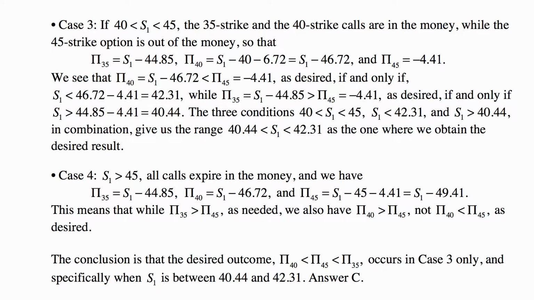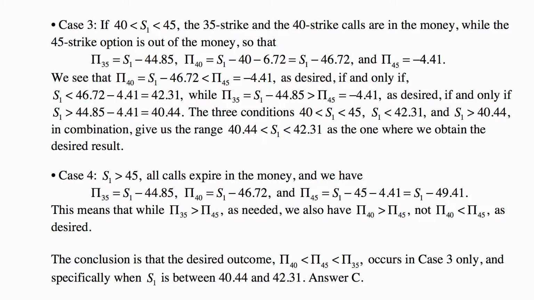Now case 4 is when S1 is more than 45. All calls expire in the money, and we have pi 35 is S1 minus 44.85, pi 40 is S1 minus 46.72, and pi 45 is S1 minus 45 minus 4.41, so it's S1 minus 49.41. This means that while pi 35 is more than pi 45, as needed, we also have pi 40 greater than pi 45, not the other way around as desired. So no, we don't get what we want in this case.